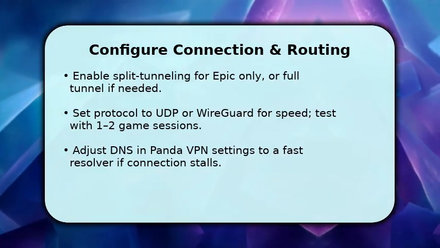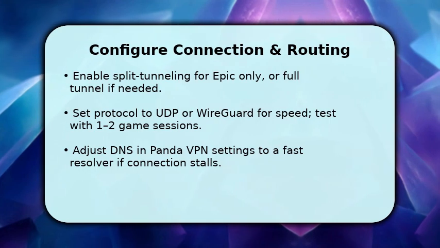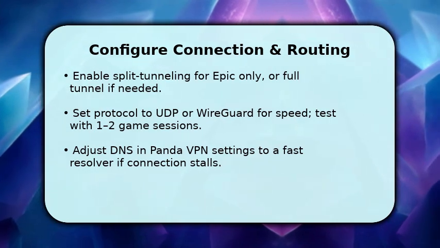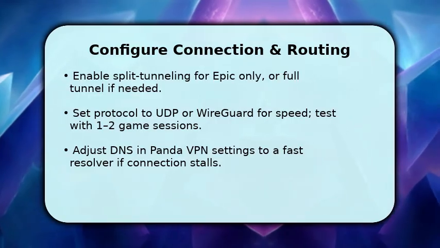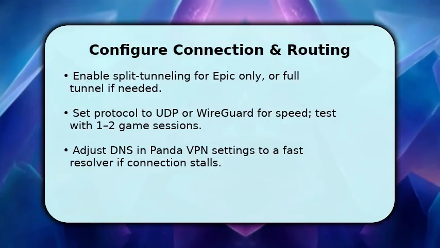If you see name resolution delays, change the VPN DNS to a fast resolver inside Panda settings. This often resolves slow store or launcher responses.